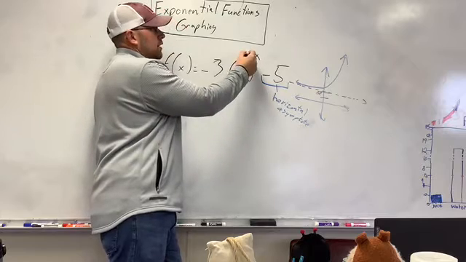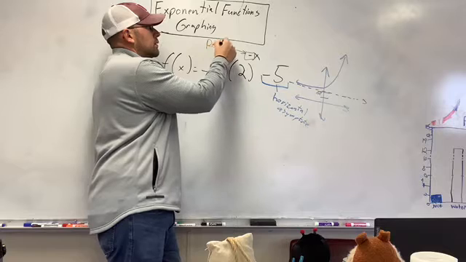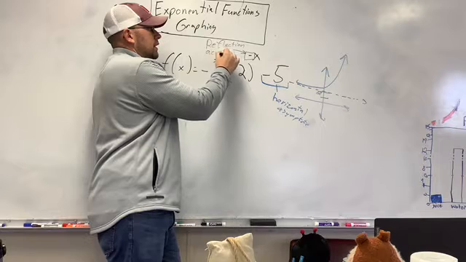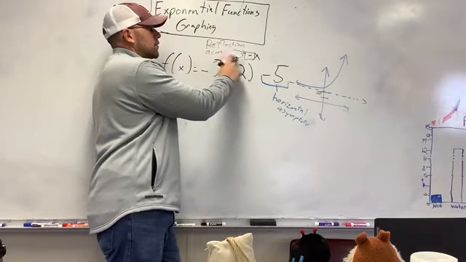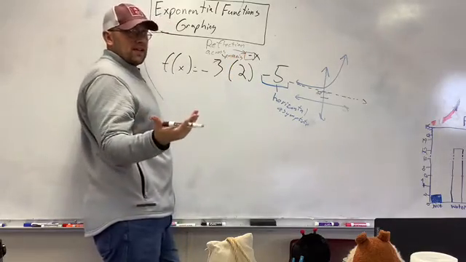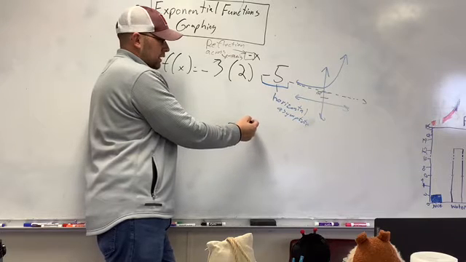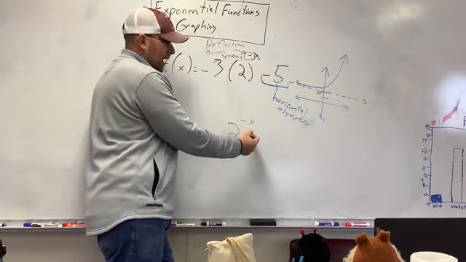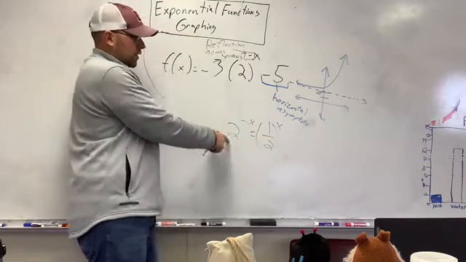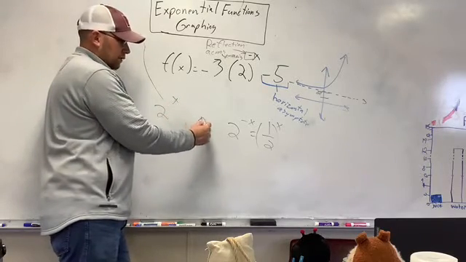This is your base here. If you ever see a negative up here, that means you have a reflection across the y-axis. Because when you have a negative exponent, what does that do here? So if I have 2 to the negative x, when I simplify that down, that gives me (1/2) to the x. So 2 to the x is this when I graph it, which is a growth.